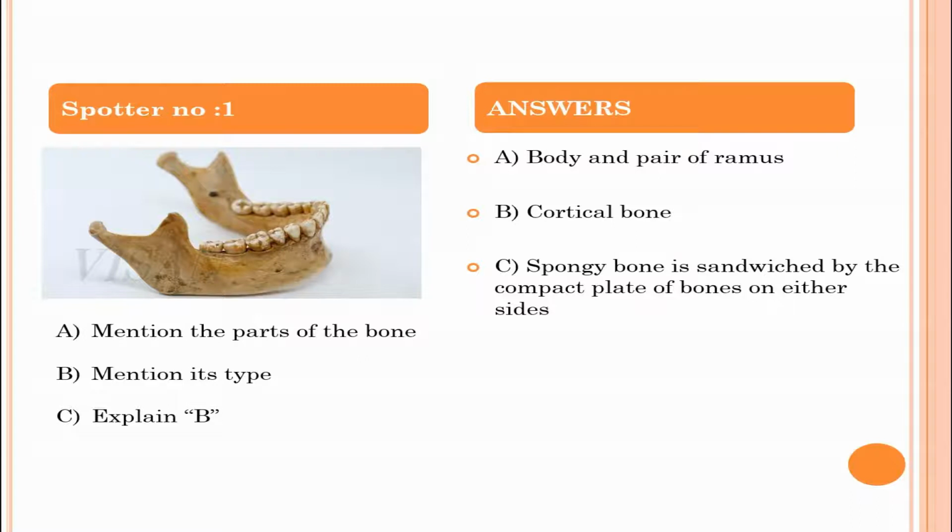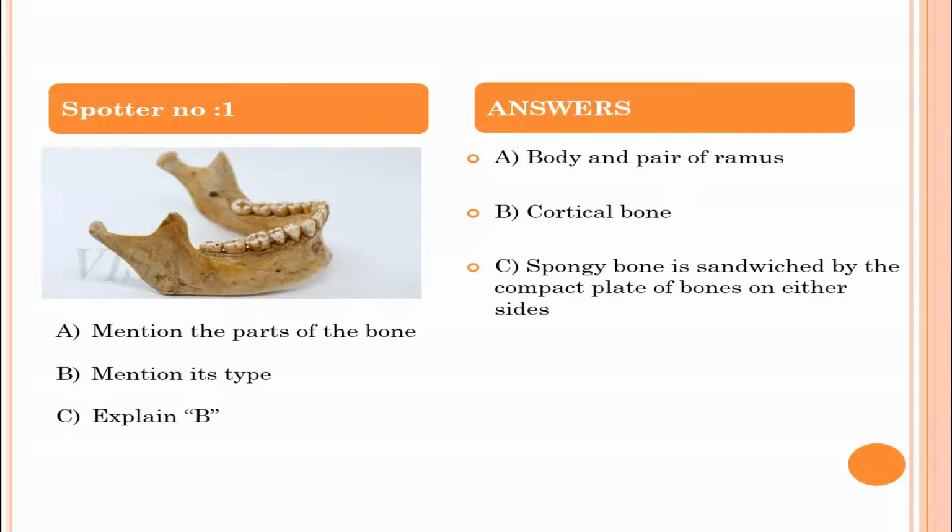You should not unwantedly write words like "the parts of the bone are" and "the type of the bone is". You should just write the answer up to the question. For example, in this spotter 1, it's been asked to mention the parts of the bone, so you should write only the parts. It's not at all necessary to write "the parts of the bone are so and so". All these words will just grab your time, so you have to cut short all those things and write only the answers.